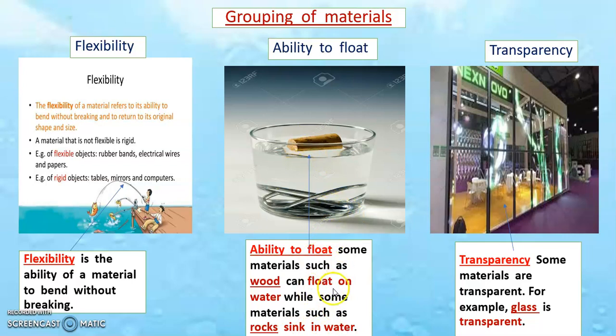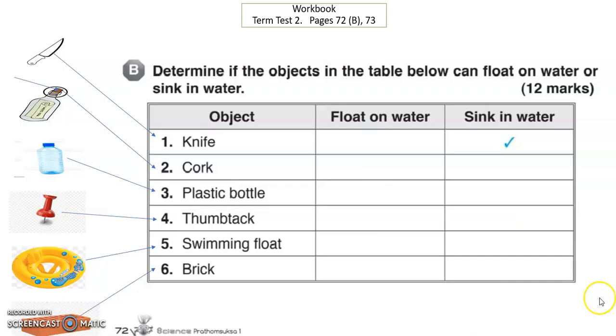This is float on water. So, ability to float. And number 6 is transparency. Some materials are transparent. For example, glass is transparent. This is transparency. I hope you understand our topic for today.